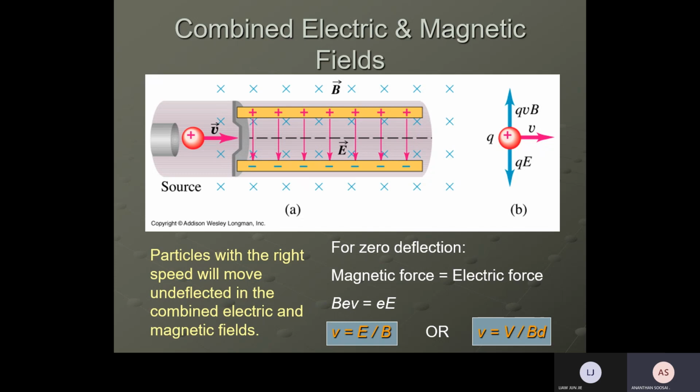So E over B, where E is V over d, right? V is the potential difference over the plate separation d. You can find the speed.